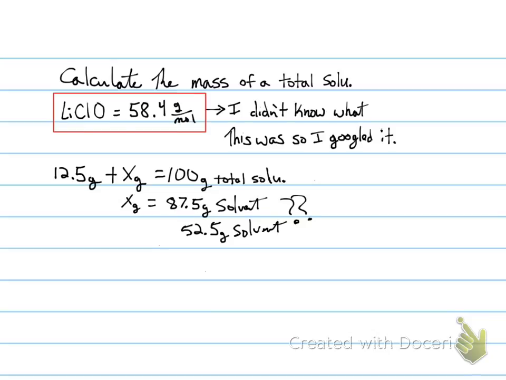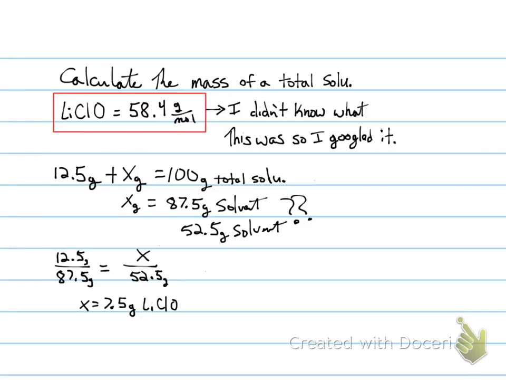Well, let's use a proportion. If 12.5 and 87.5, therefore X is equal to 52.5 grams. So my grams of solvent I use as the denominator, and the grams of the solute as the numerators. Cross multiply and divide, and X equals 7.5 grams. Remember, that's my solute, lithium chloride.